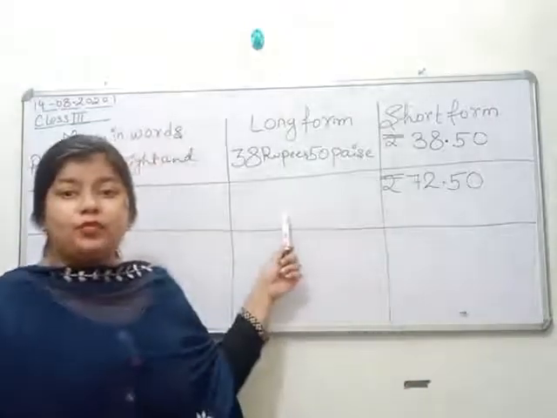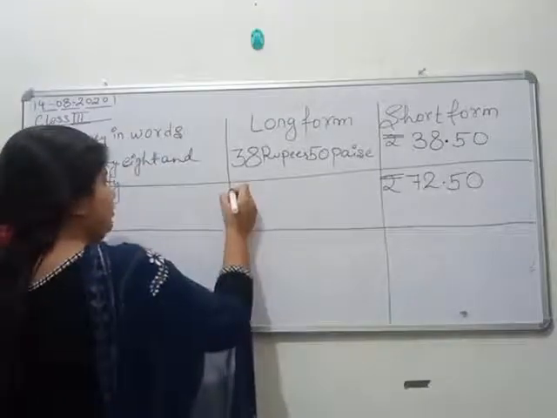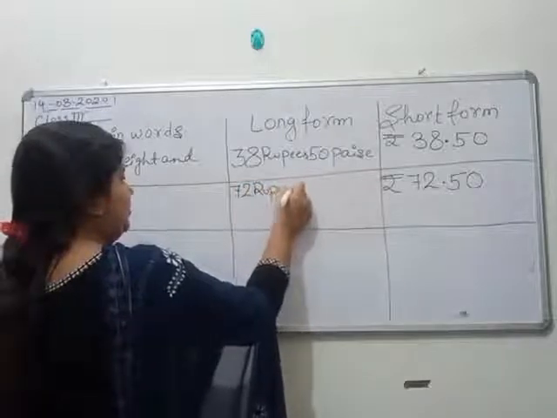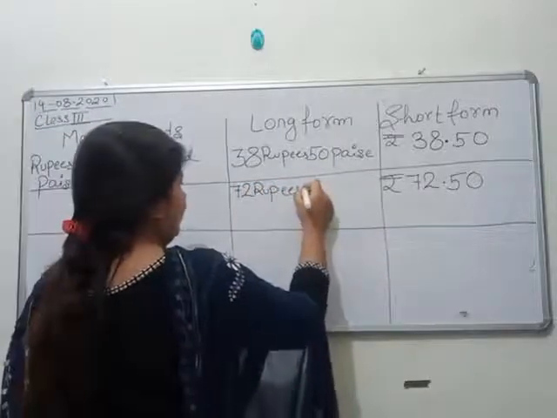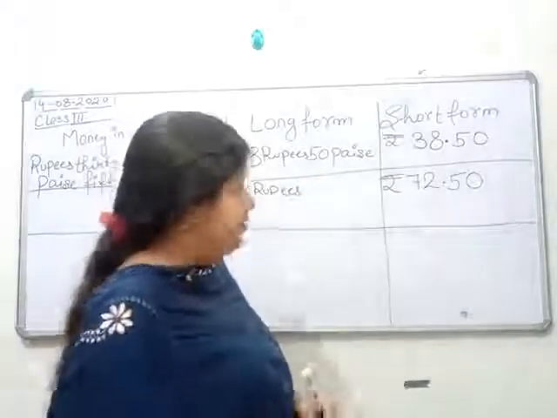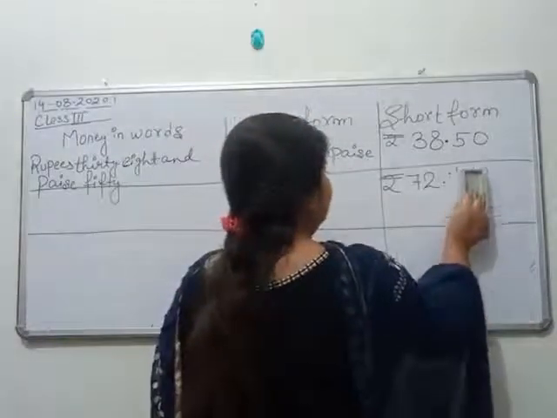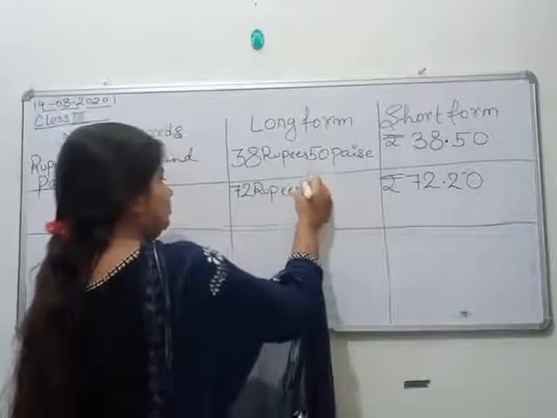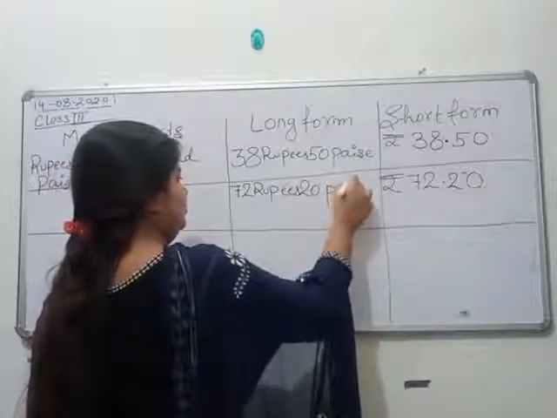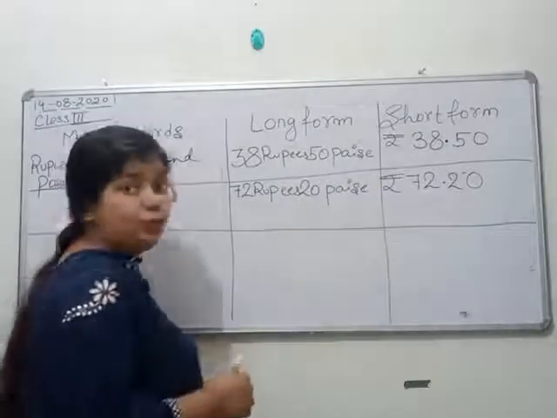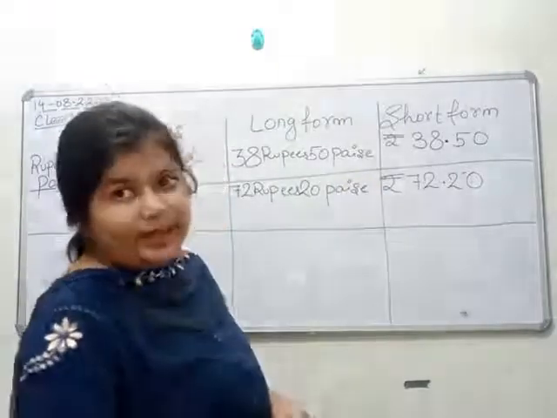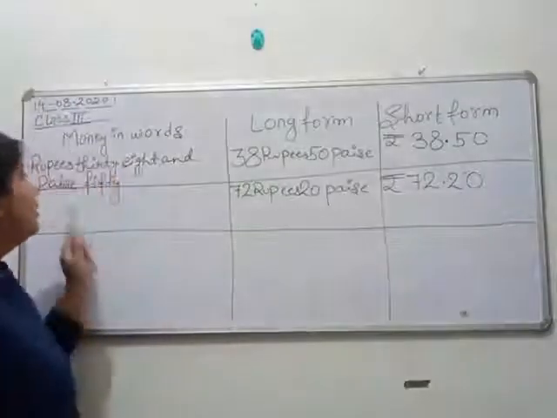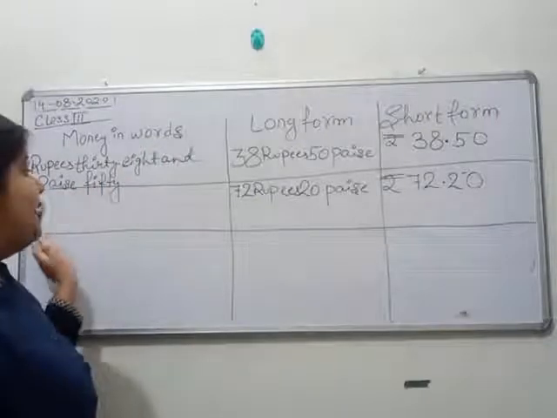So what will we write in long form? We will write 72 rupees and how much paise? 20 paise. I had written 50 paise here by mistake. So 72 rupees and 20 paise. Okay, now writing in words, it will become rupees 72 and paise 20.